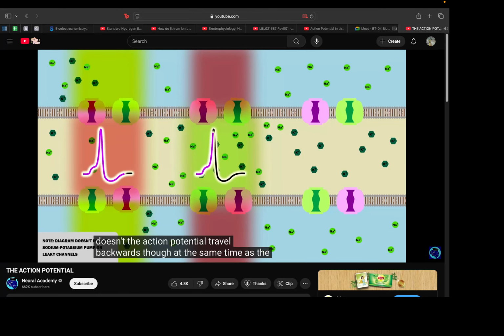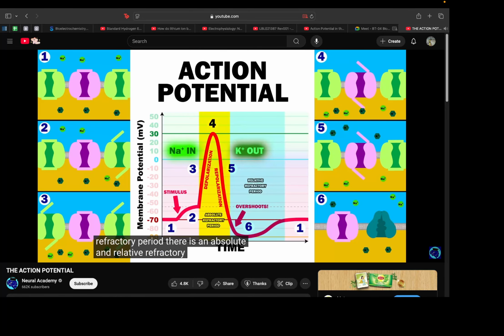At the same time as the first section is depolarizing, the section of axon behind it is experiencing repolarization, and the potassium rushing out results in a refractory period. There is an absolute and relative refractory period. During the absolute refractory period, which coincides with most of the action potential's duration, you can't trigger another action potential, because the sodium channels are briefly inactivated.